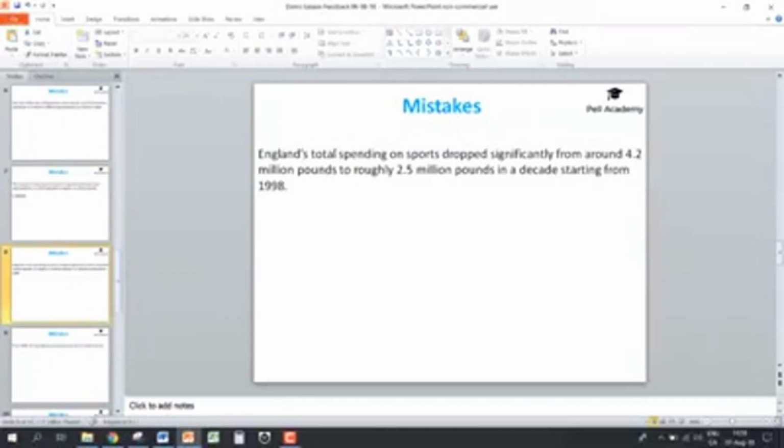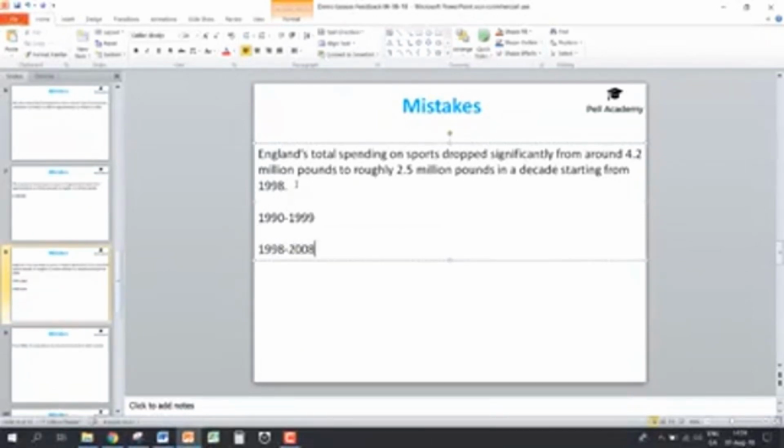Okay, next one then. England's total spending on sports dropped significantly from around £4.2 million to roughly £2.5 million in a decade starting from 1998. Now, this is a misunderstanding of the word decade. A decade means 10 years, but it's not just 10 years starting at any time. A decade will always be 1990 to 1999. So that is a decade. But you cannot start a decade in the middle. So 1998 to 2008, we don't refer to that as a decade. We refer to the start of the decade being 1990 or 2000 or 2010, like that. So a tidy 90 to 99 is the decade. So in this context, it's not a decade.